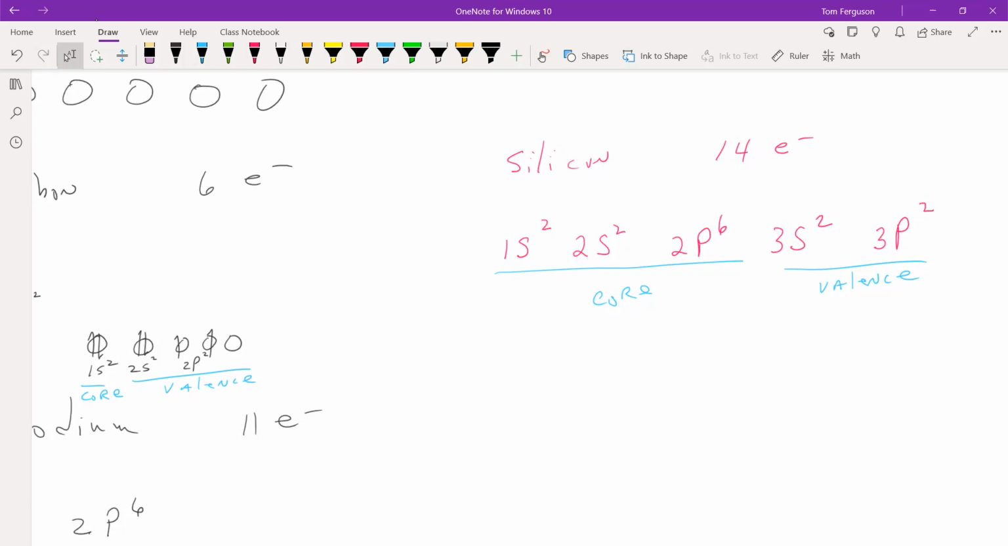So look at the valence on carbon: 2s2, 2p2. Look at the valence on silicon: 3s2, 3p2. They're exactly the same, except they differ by a shell number. But the s's and p's are the same. If the valence configuration electrons are the same, the chemistry is going to be the same. That's why everything in that group has the same chemistry, because their electronic configuration of the valence electrons is the same. So valence electrons is where the chemistry happens. If the valence electron configurations are the same, chemistry is the same.